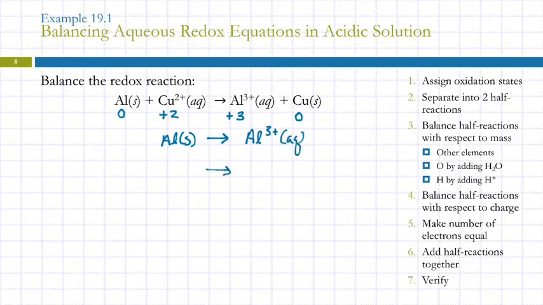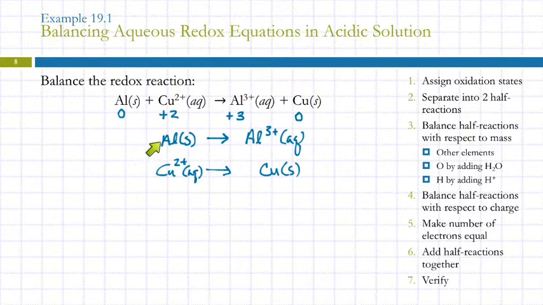The other half reaction will be the other reactant, as Cu2+, and the copper over here. So this is our oxidation reaction, half reaction. This is our reduction, half reaction. So I've got steps 1 and 2. Now I need to balance these with respect to mass.